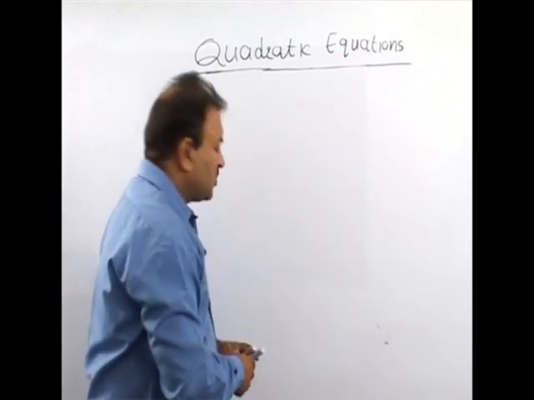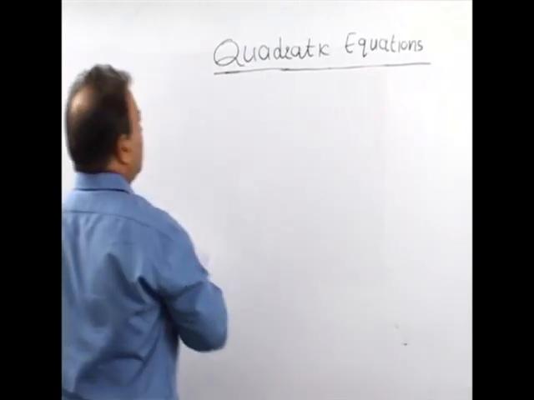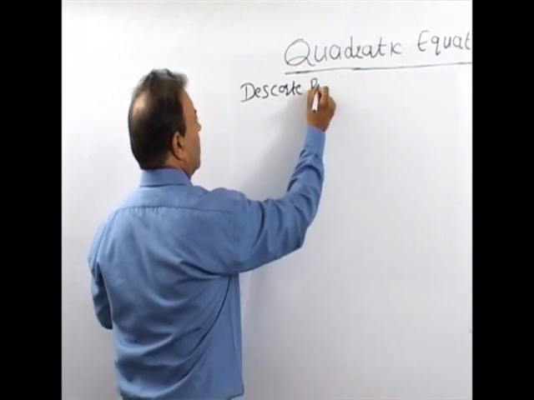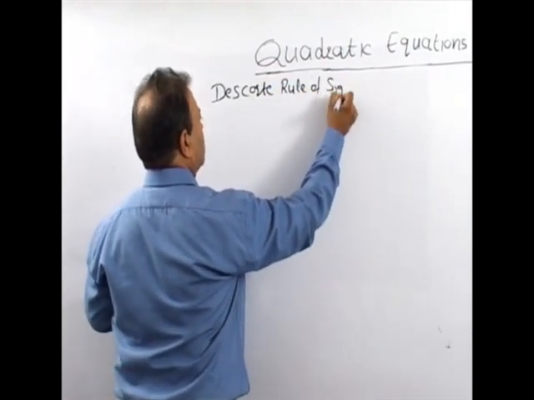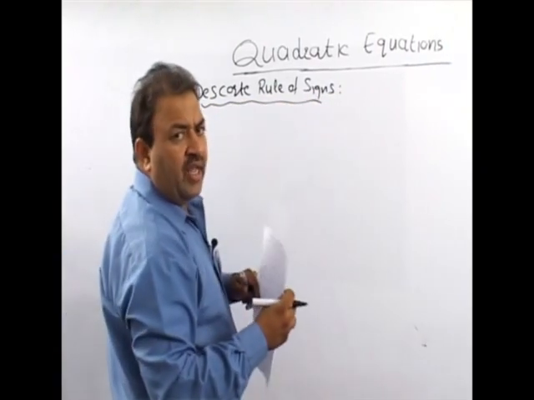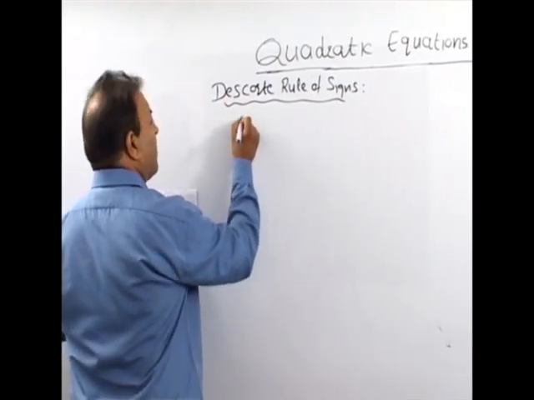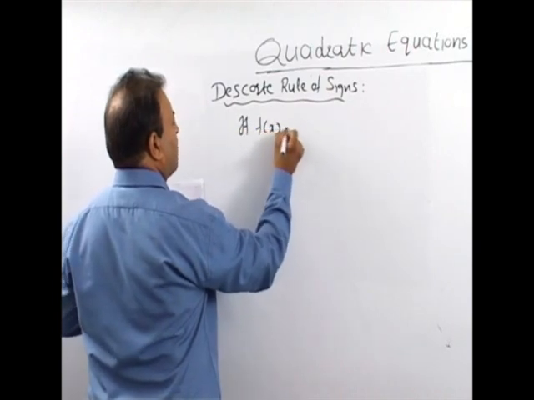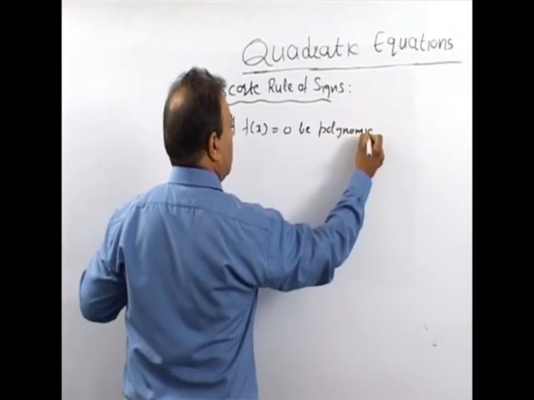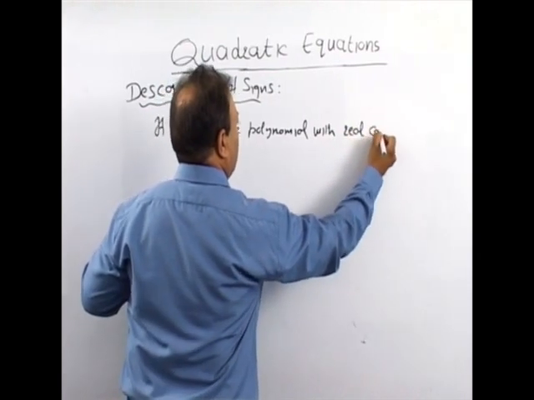So first of all, I'll start with this theory, Descartes' rule of signs. His theory is in the form of points. The first is: if f(x) = 0 is a polynomial with real coefficients.